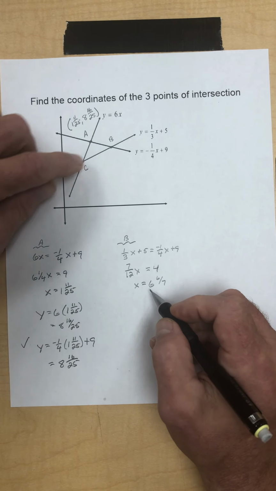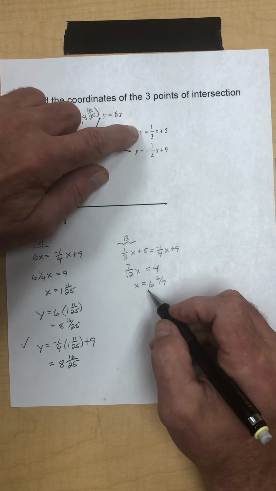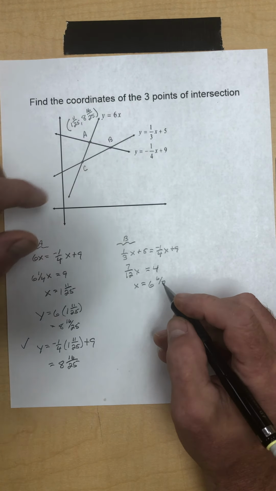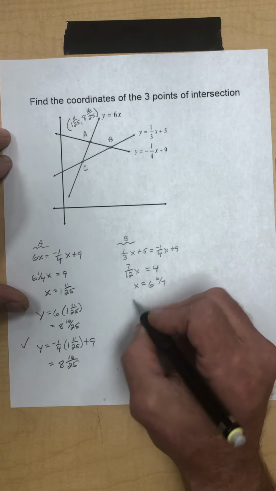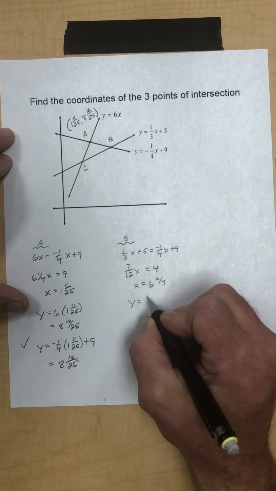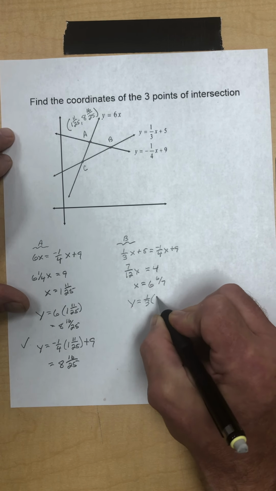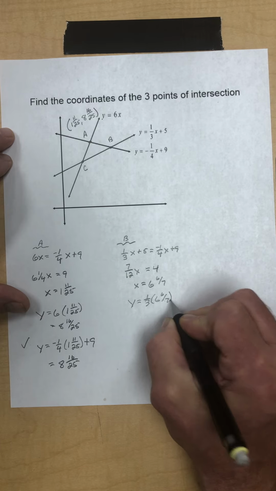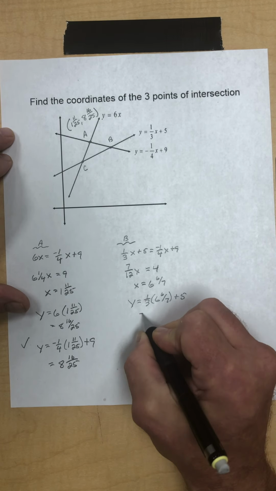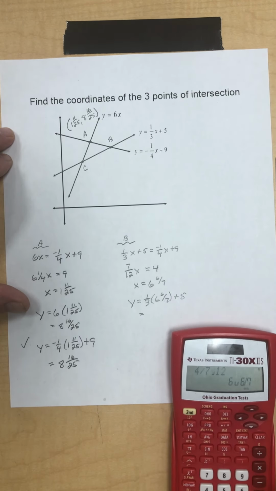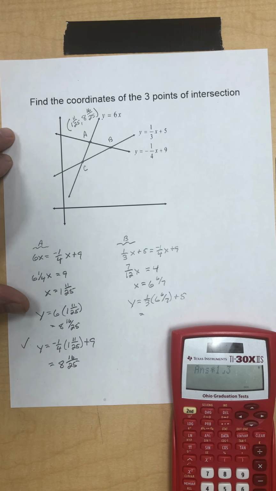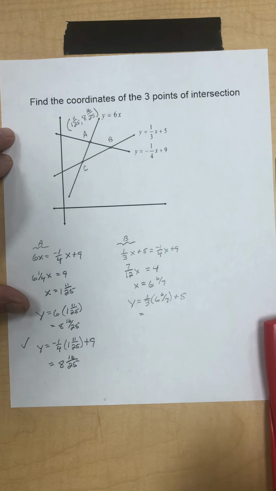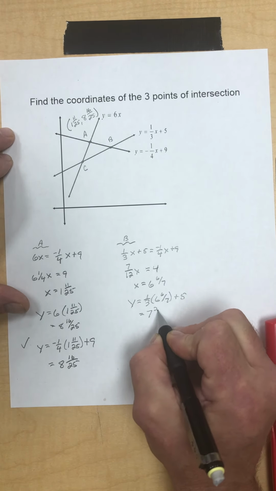So I've got to find my y coordinate, so use either one of these. I'm going to use the top one because I don't have a negative sign there. So I get y equals 1/3 times 6 and 6/7, plus 5. So let's see what happens there. I take that 6 and 6/7 times 1/3, and then add 5. I am ending up with 7 and 2/7.